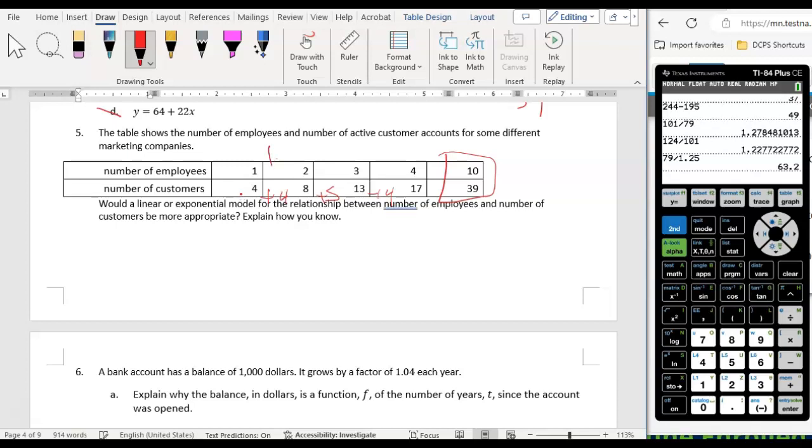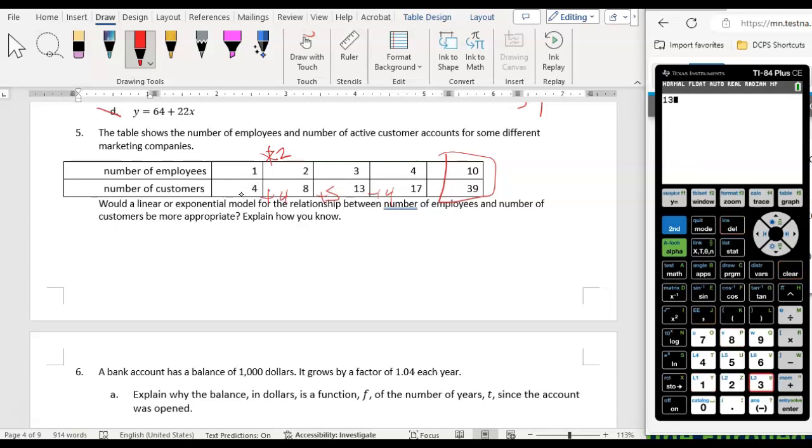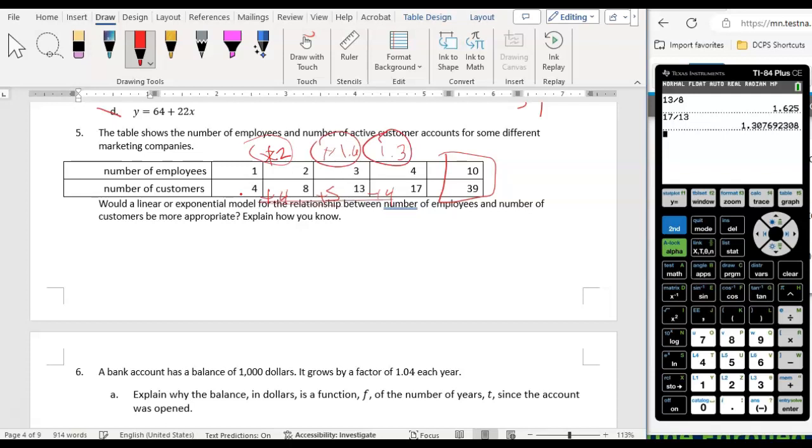If we were to do a factor here, we would do times 2, and then 13 divided by 8, which gives us times 1.6. And then we would be doing 17 divided by 13, which is going to give us 1.3. So each time these factors are pretty different, versus our addition, which actually seems to be pretty constant.